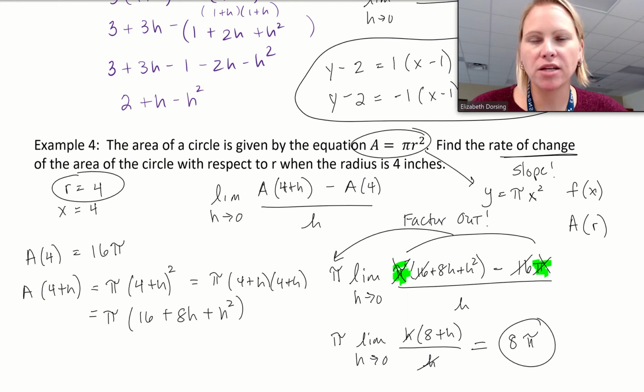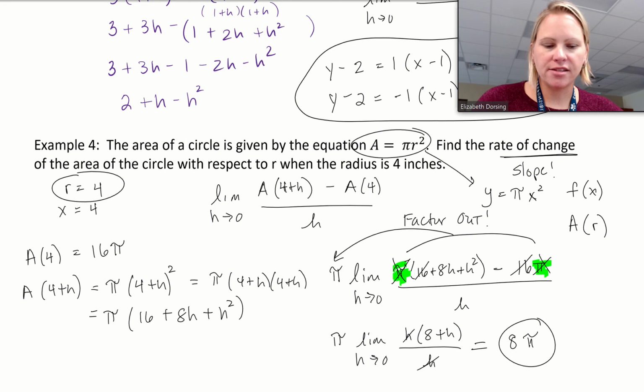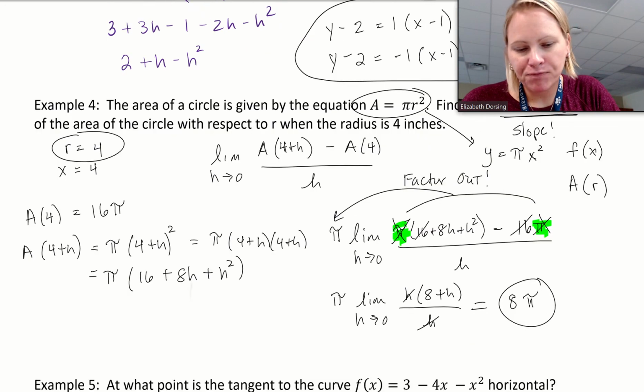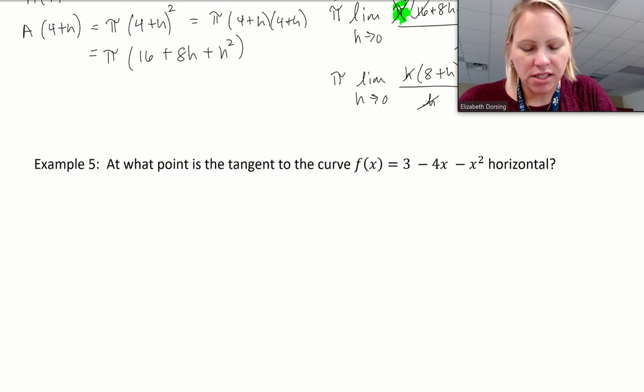Now when I say with respect to the radius, I mean as the radius is changing, tell me what the area is doing. So for every inch that the radius is increasing, the area is going to be increasing by 8 pi. So as that circle grows, that's what's happening to my area. So let's do one more little example.